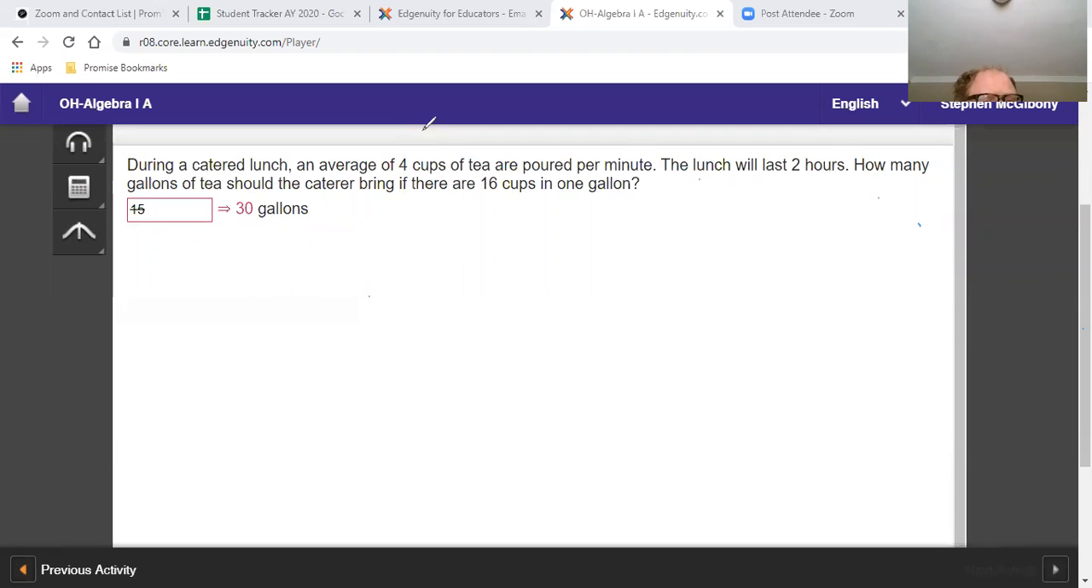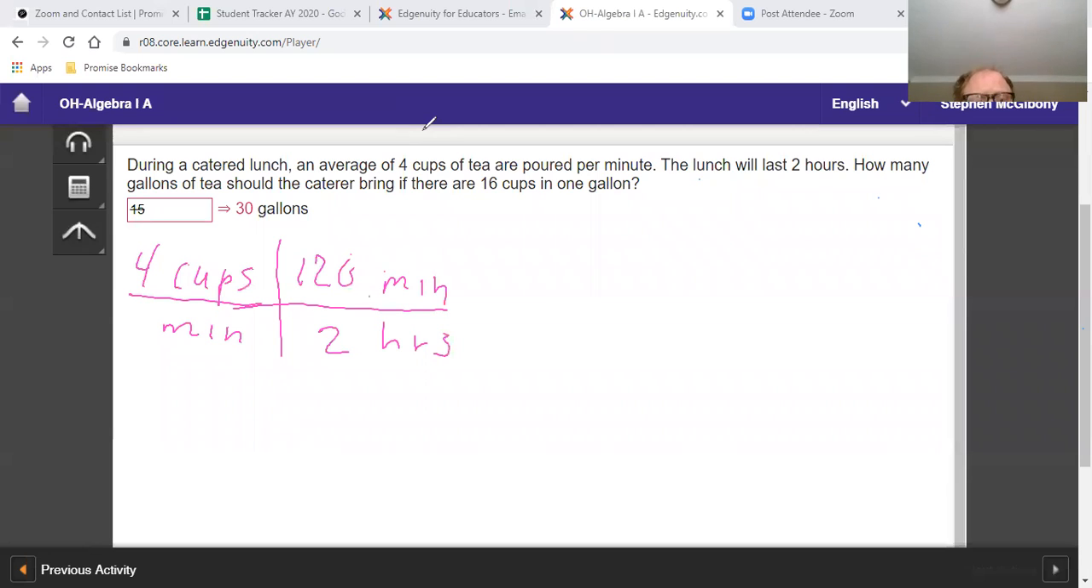All right, so during a catered lunch, an average of 4 cups of tea are poured per minute. 4 cups per minute. The lunch will last 2 hours. So we want minutes to cancel out here. There are 120 minutes in 2 hours.